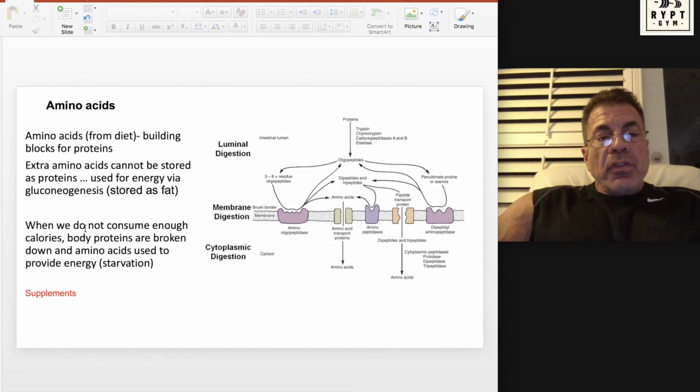If we don't consume enough protein, then the body will look to break down the body's proteins for energy. So that's really what starvation is, and we'll get into ketone bodies in another lecture.